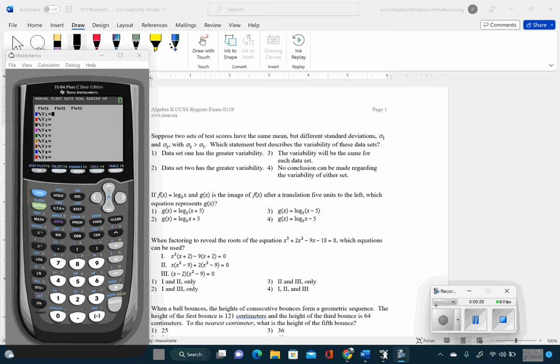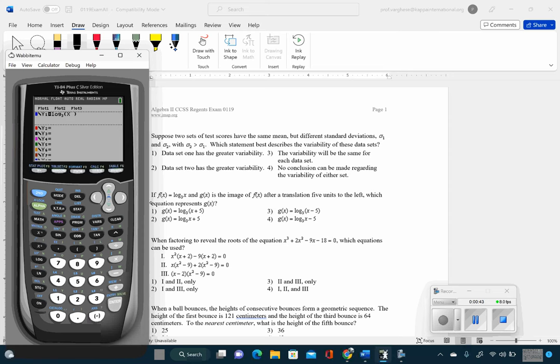So it says if f of x is equal to log base 3 of x. So remember how you put the log with the 3 at the bottom? You hit math. You go down, so you get to log base right here. Hit that so you could put the 3 in. And then you go over here and put the x. Okay, so log base 3 of x.